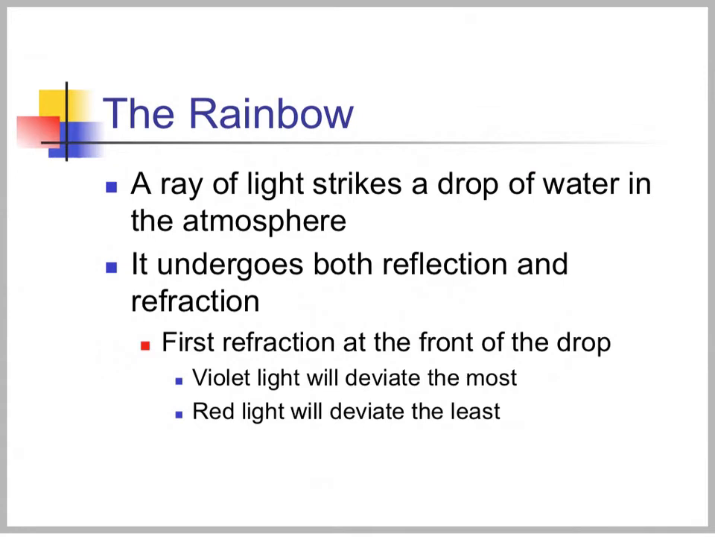Speaking of a rainbow, let's talk about how that works. A ray of light strikes a drop of water in the atmosphere, and as it does, it's going to undergo both reflection and refraction. First, we're going to have refraction at the front of the drop. Again, violet is going to bend the most, red light is going to deviate the least.